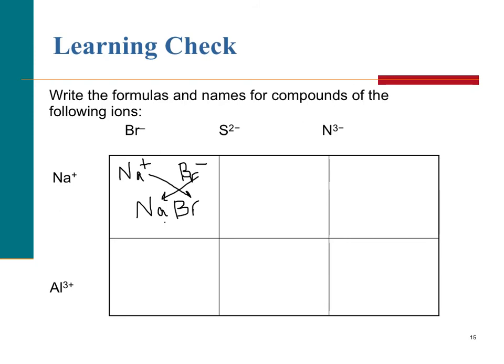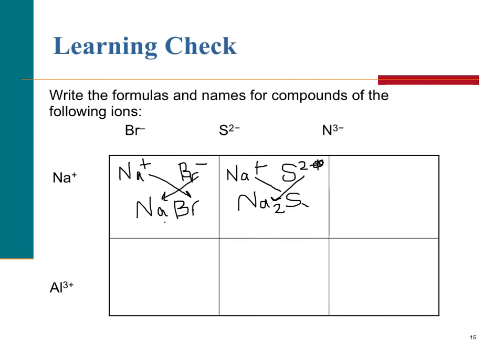Let's try one more, and then I'm going to have you try the rest of them, and then I'll put up the answers on the next slide. So we have an Na with a plus 1 and an S with a 2 minus. So we write Na and S. We crisscross those charges. So the Na is a 1, that goes right here, but we don't write the 1. The S was a 2, that has to go here. So our formula is Na2S. And then you should name it.